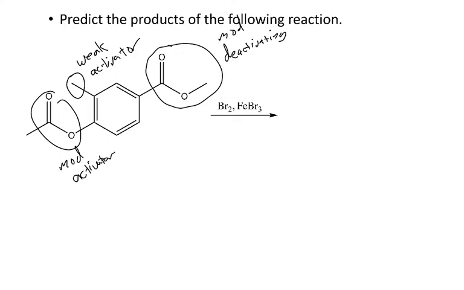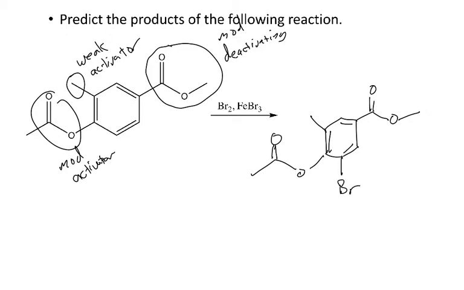So it's an ortho-para director because it's activating, but the para position is taken. This ortho position is taken, so the bromine can only add here. So my product is going to be, so my bromine will add to that position.